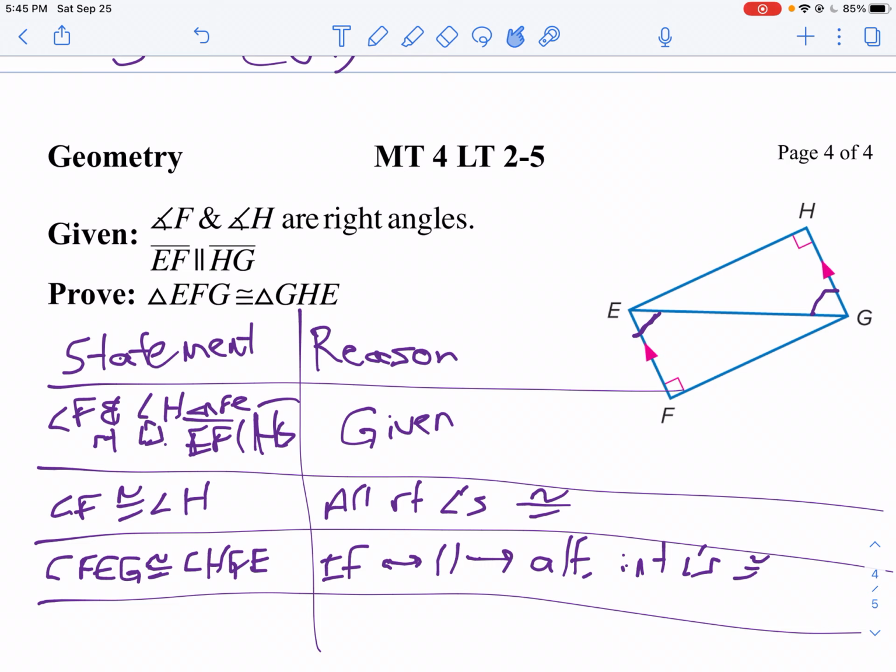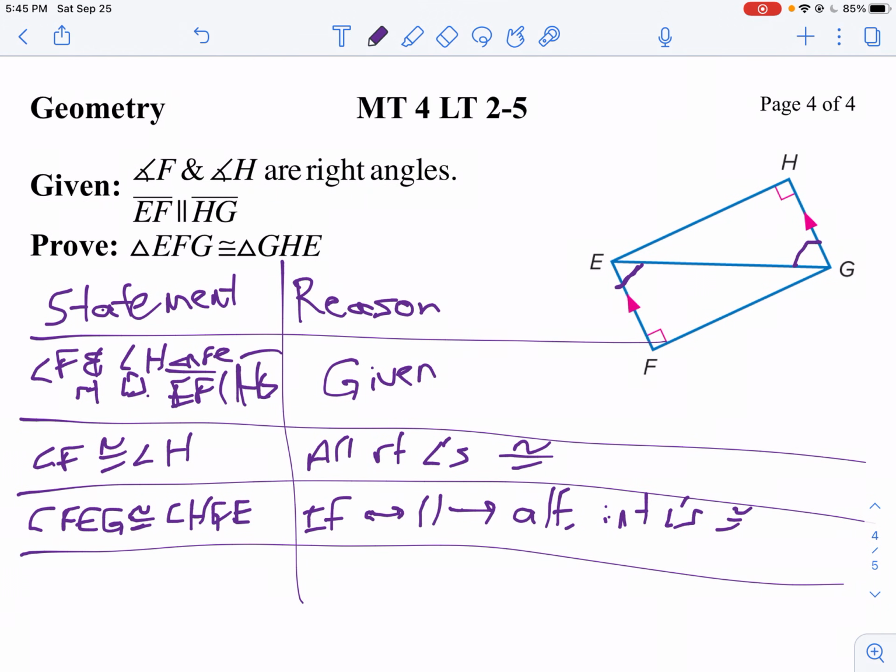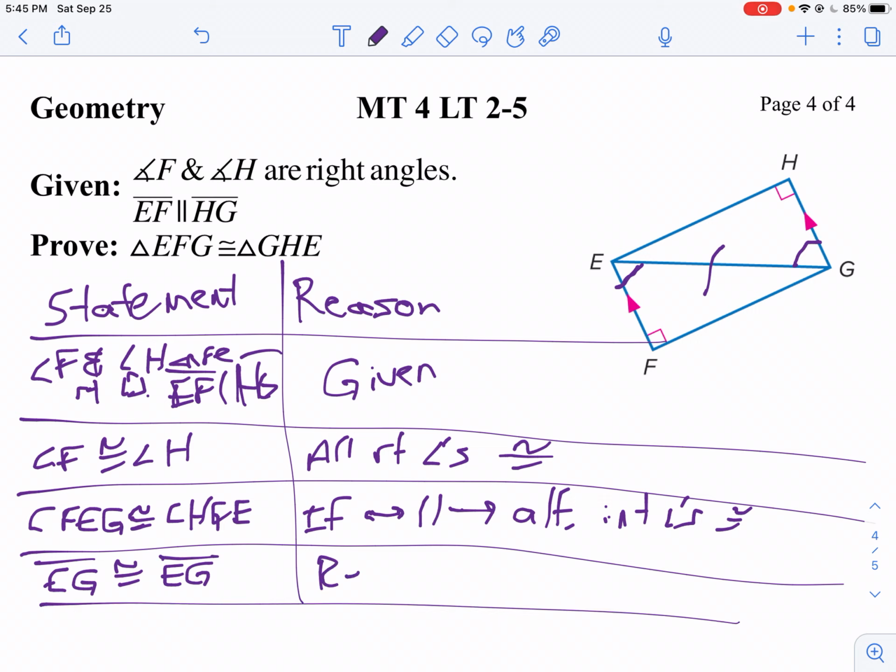In this case, notice, you see how EG is in both triangles? I can say EG is congruent to itself because I'm using one from each triangle. So I've got EG is congruent to EG. That's the reflexive.